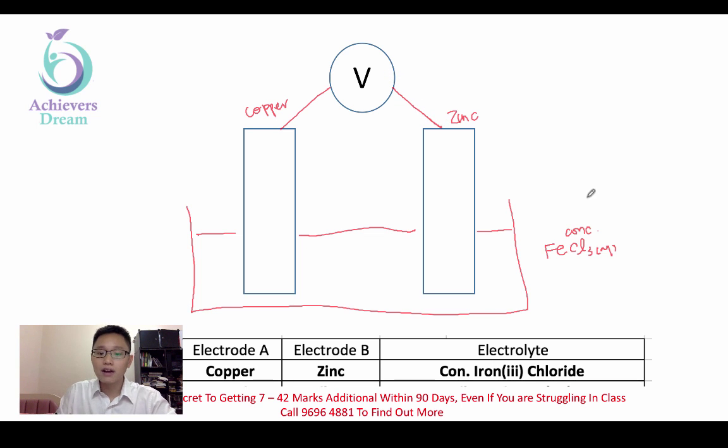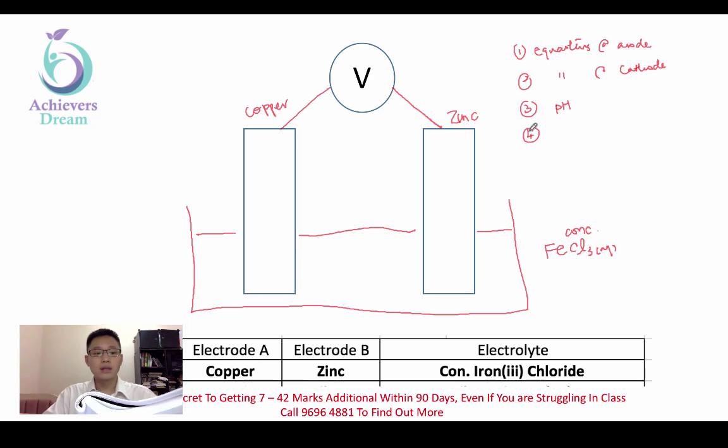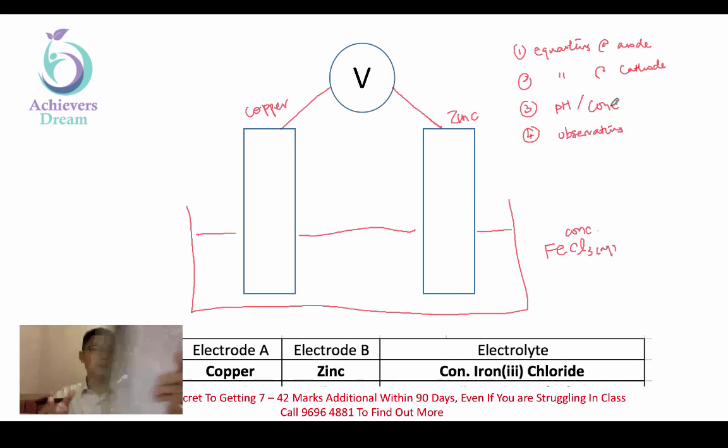At the back of my mind, how do I write the equations? Number 1, I'm looking for equations at anode. Number 2, equations at cathode. Number 3, I'm going to look at what happened to the pH. Number 4, I'm looking at any change in concentration. And lastly, the observations that are made.